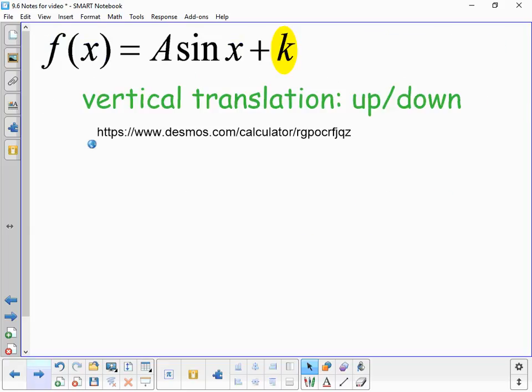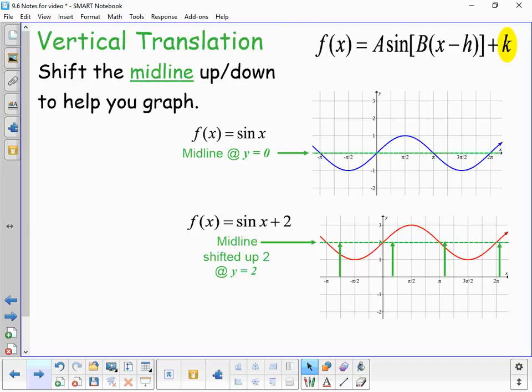The first one, like with all other functions, if you have a constant added to the end of your function, like the little k I have in the circle there, that is going to translate your function up and down. Right here in the blue, you can see the function f of x equals the sine of x, and below that in red is shown the function f of x equals the sine of x plus 2. When we're looking at vertical translations, you really want to focus in on what's called the midline, and in both of those graphs that midline is shown in green.